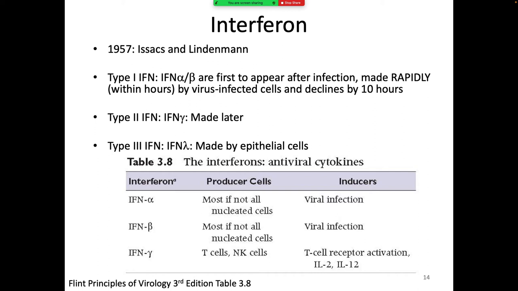So they had a cell, and the cell got infected with a virus. And now that infected cell made some product. And that product, if you actually collected it and put it on another cell, made it so this cell can't be infected by the virus.